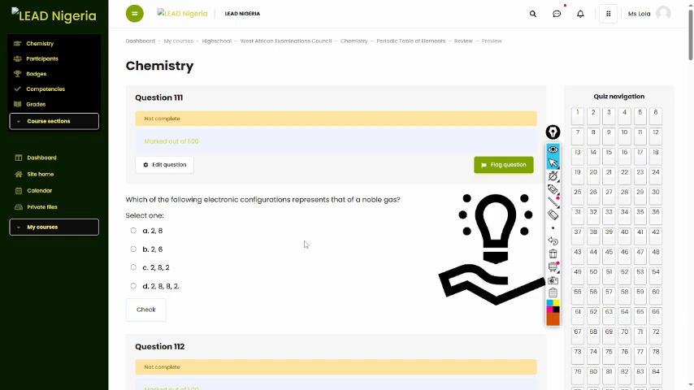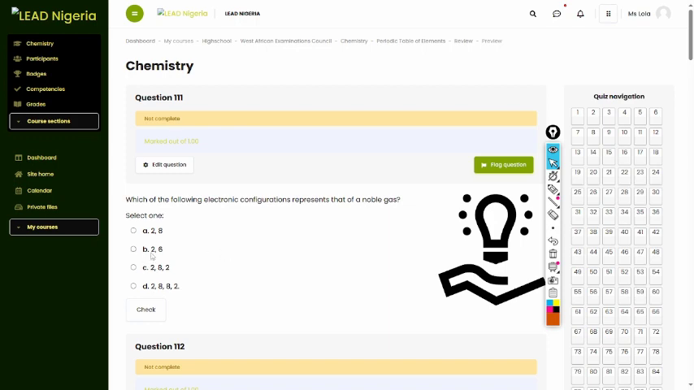Which of the following electronic configurations represents that of a noble gas? A noble gas is also called an inert gas, or a rare gas, and it's found in group 8 or group 0. This means that it's a very stable element and it has complete electrons in its outermost shell, so it does not react with any other atom.